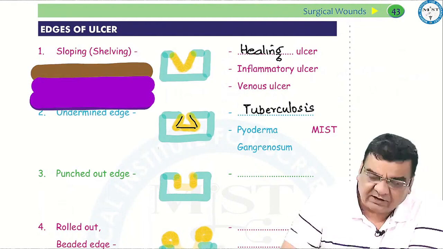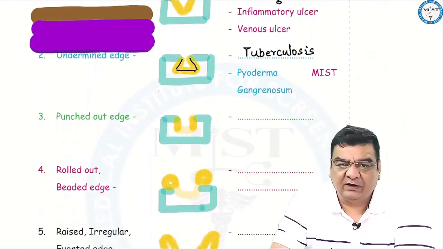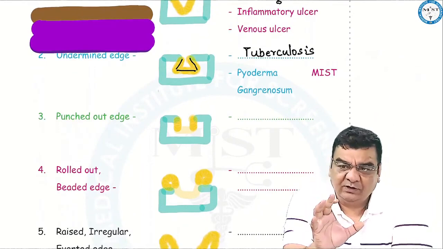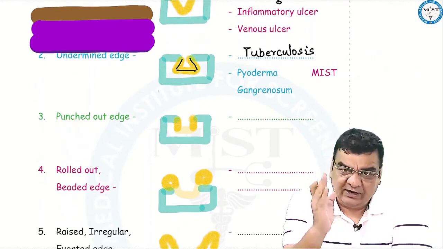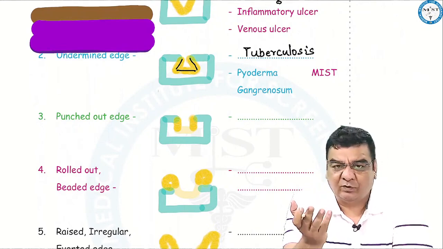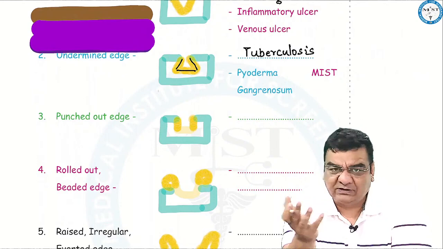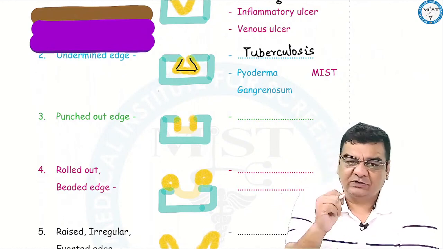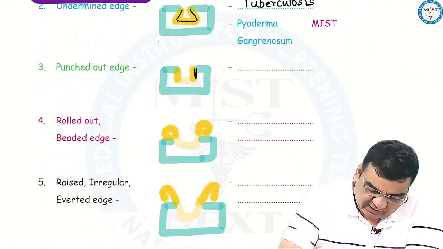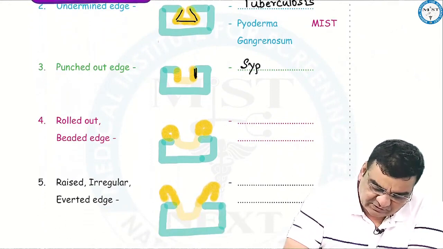And this was the question asked on 4th of June. They gave a clinical scenario and an image, that was a dermatology question, and they mentioned that the edge of the ulcer is undermined. They asked in which disease we see this type of picture, and the answer was tuberculosis. Then there can be a punched out edge, which we commonly see in cases of syphilis.